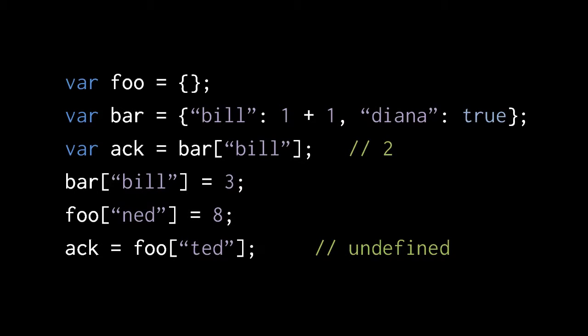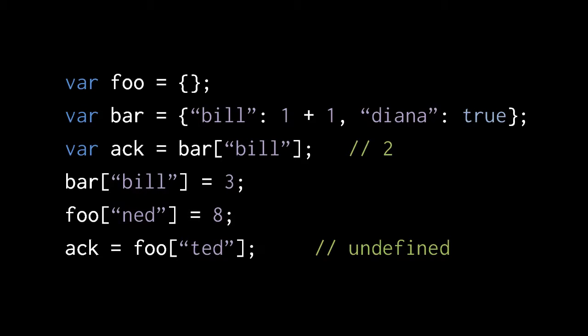So in this code, the first thing we're doing is assigning to foo a new empty object, an object with no properties. In the second line, we're assigning to bar an object with two properties. The properties are separated by a comma, and each property is written as first the string key, then a colon, then the value. So the first property here is the key Bill with the value 2, and the second property is the key Diana with the value true.